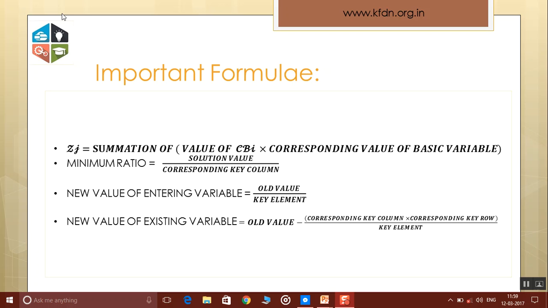Minimum ratio is the solution value divided by the corresponding key column. New value of entering variable is old value divided by key element, and the new value of existing variable is old value minus corresponding key column into corresponding key row divided by key element. These are some important formulas to be used in solving the problems.